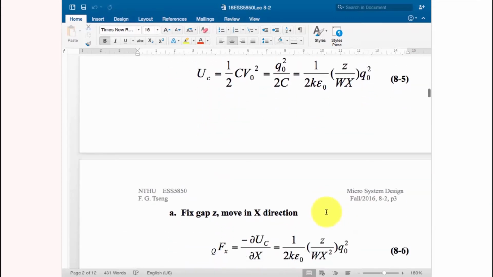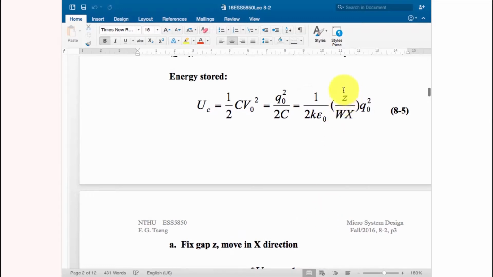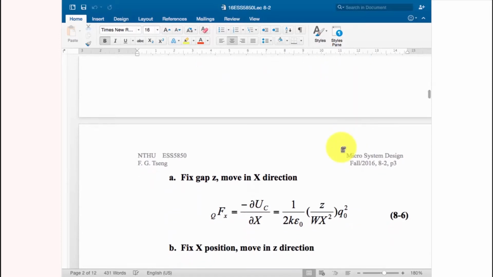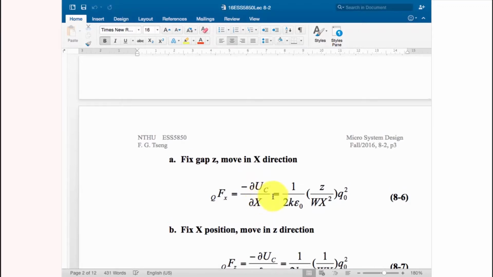So now we consider we move the plate in two different cases. The first one, we fix the gap, fix the Z, and move in the X direction. So Z becomes constant, and X becomes a variable. In this case, you fix the Z, but you move in this direction, and it's a constant charge mode. When you do this kind of movement, you will find your force is the derivative of your energy with respect to the direction of your movement, dU/dX. So you find the force becomes inversely proportional to X squared. So the force is actually a nonlinear force.